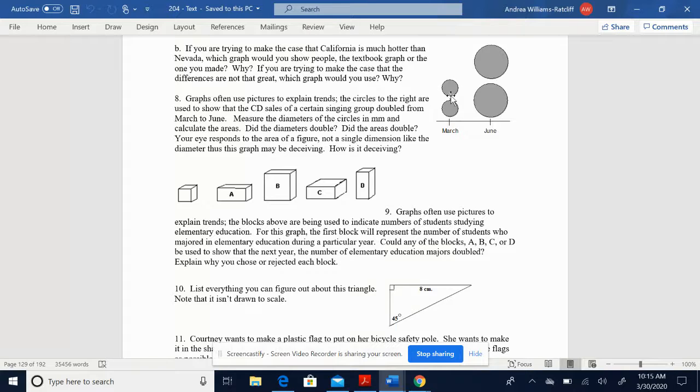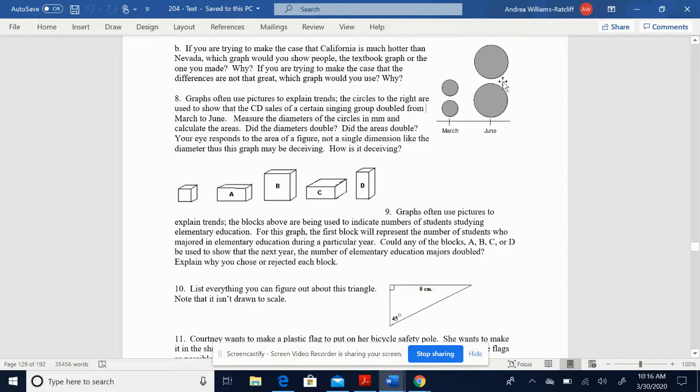Okay, so when I'm calculating the area of these March circles, I'm going to use area equals pi r squared. Since the diameter is 8 millimeters, we know the radius has to be half of that. So what our calculation ends up being for March, area equals pi times 4 squared, which would give us 16 pi millimeters squared for March.